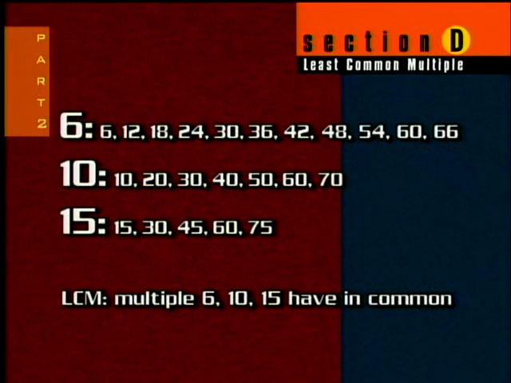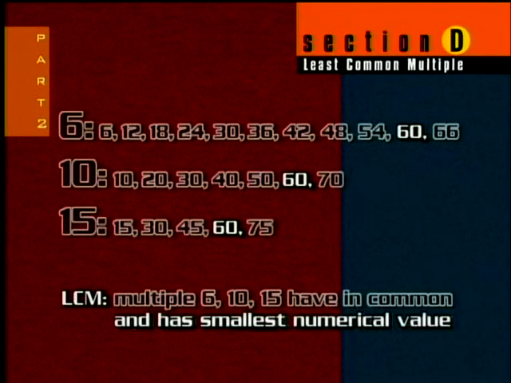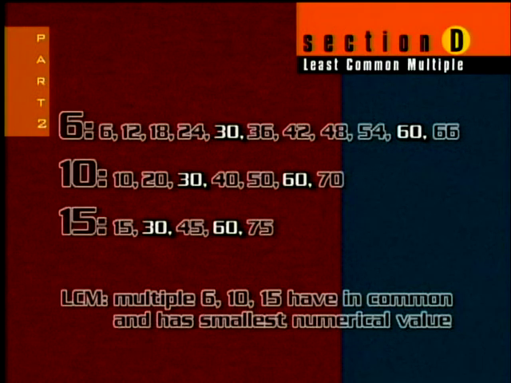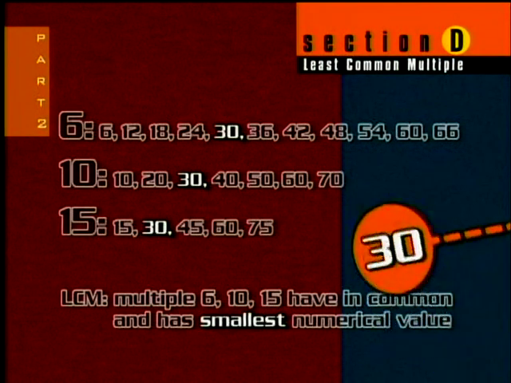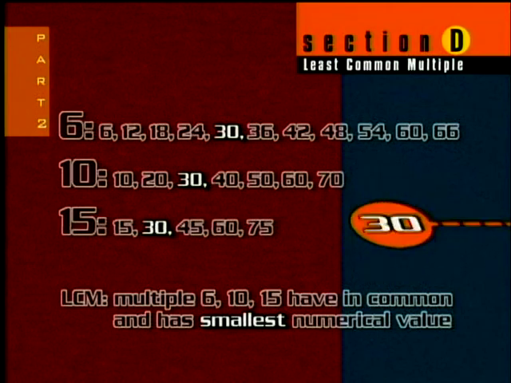So, the LCM is the multiple that 6, 10, and 15 all have in common and has the smallest numerical value. You might notice that 60 is a multiple in all 3 lists, but so is 30. Because we're smart, we know that 30 is smaller than 60, and 30 is the smallest multiple they all have in common, which means 30 is the LCM of 6, 10, and 15.